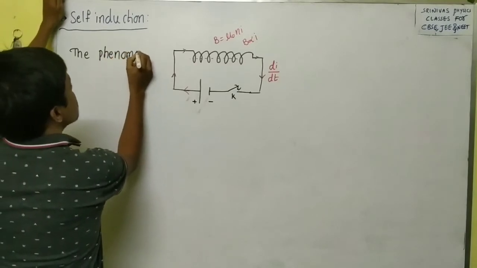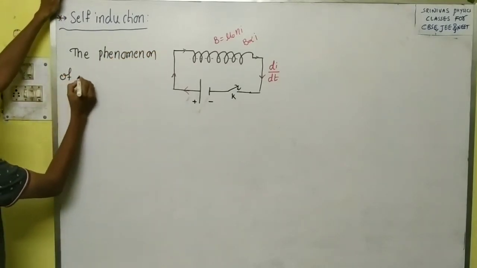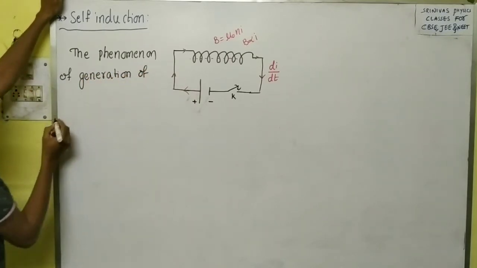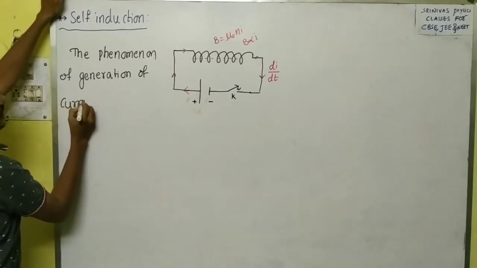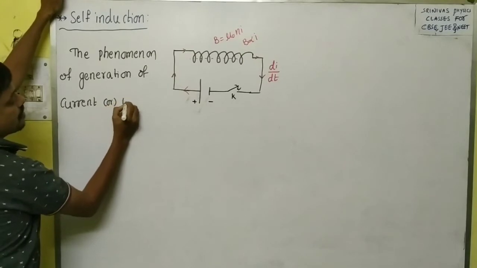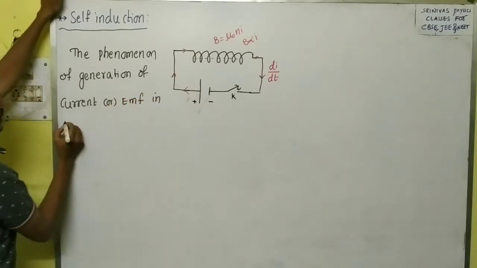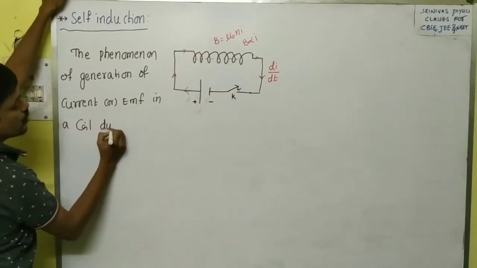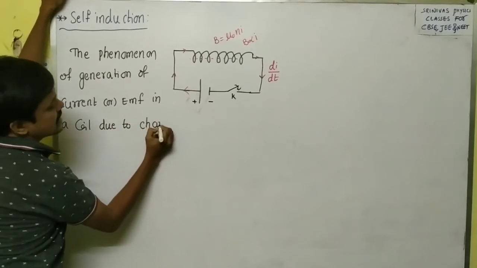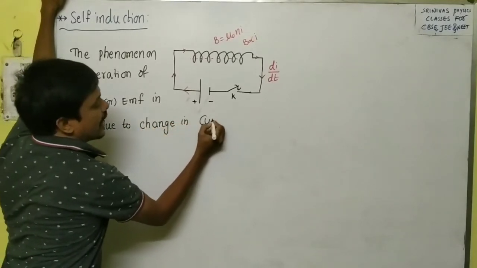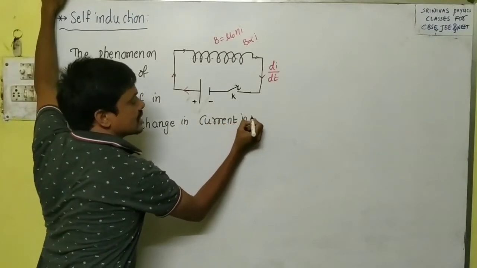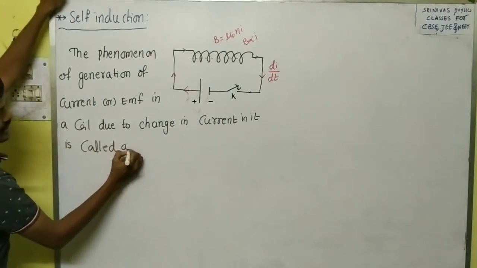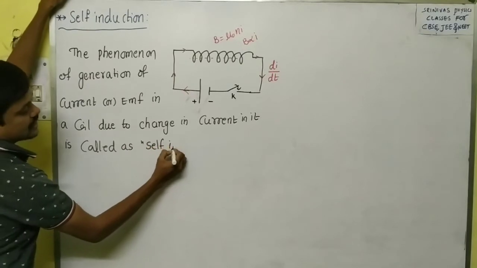Self-induction means, I will write the definition, the phenomenon of generation or production of current or EMF in a coil. How is the EMF generated in this coil? Due to the change in current in it. This is called self-induction. This is the definition of self-induction.